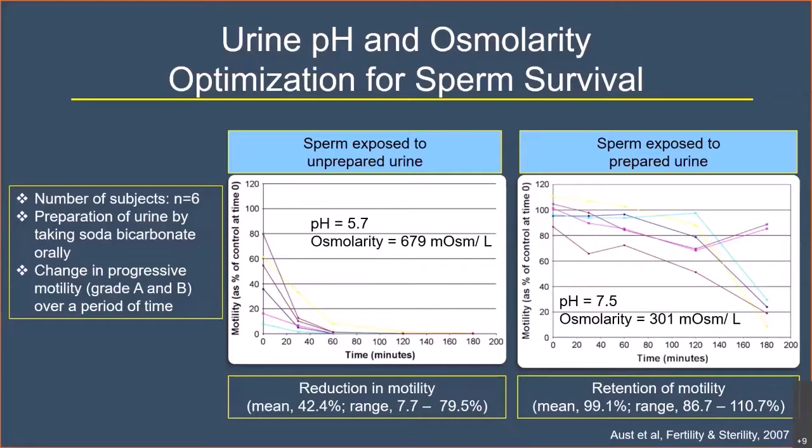The second image illustration reports sperm exposed to prepared urine, and this exposure resulted in retention of motility. These were men who were given soda bicarb orally in the morning, and then the urine sample had a good pH of 7.5 and a normal osmolarity of 300, as illustrated here, and this will result in retention of motility. So optimization of sperm can result from regulating the urinary pH and osmolarity, as is done for sperm recovery from retrograde ejaculates. Next slide.